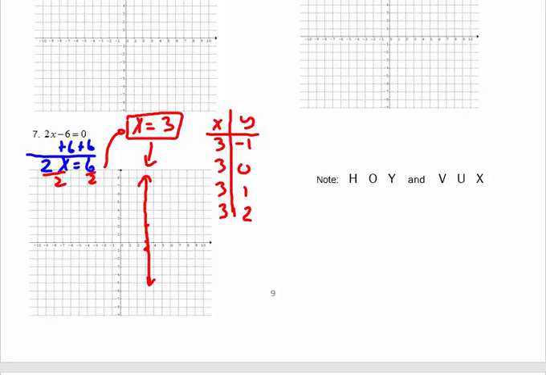But if you have y equals, you have a horizontal line. I don't know how you want to memorize it or understand it, but somehow you have to get in your mind that if you have a one variable equation, it's either horizontal or vertical. So I like to use HOY and VUX. The H in HOY stands for horizontal, so there's your horizontal.